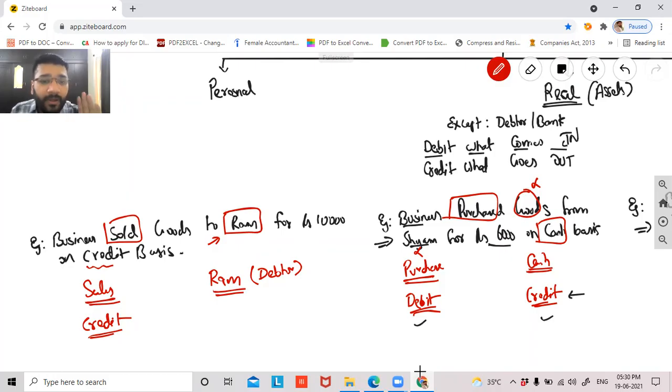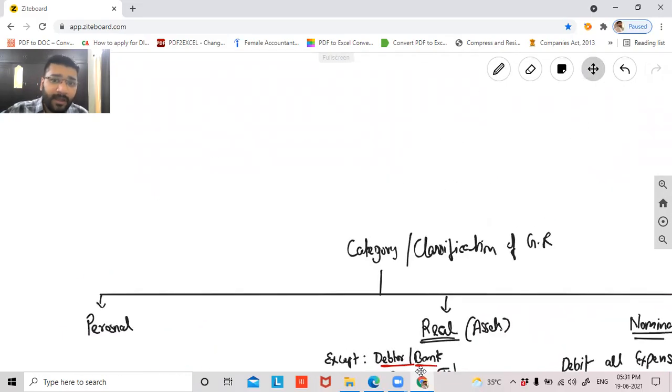Now, keeping this debtor, guys, debtor is an asset. So you cannot apply the nominal rule, nor can you apply real, because the rule of real is for assets, but we have excluded specifically debtor and bank. So what am I left with? Can I say I'm left with only personal account? Yes or no? Yes, sir. Okay, let's come here.